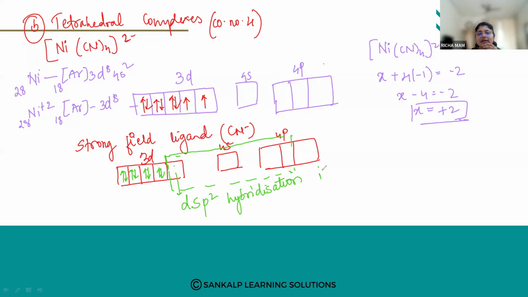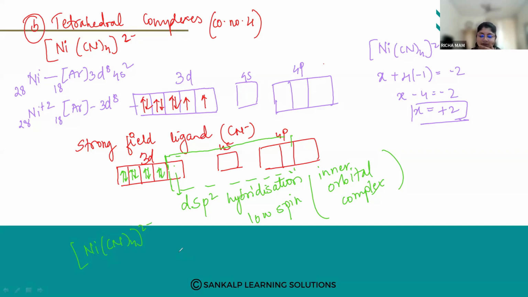It is an inner orbital complex. Why? Because we are making use of inner d orbitals, right? Inner orbital complex, or it is called the low spin complex. Fine. Now here, what will happen? So nickel tetracyanido, 2 minus. So this is a low spin complex.